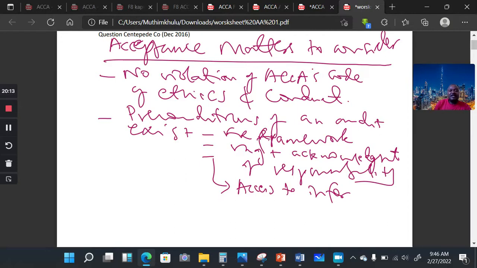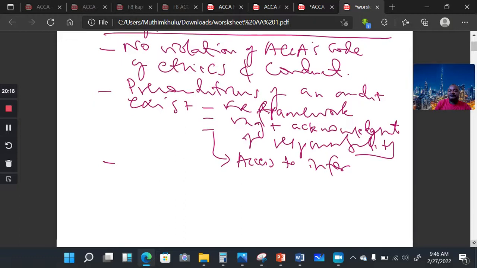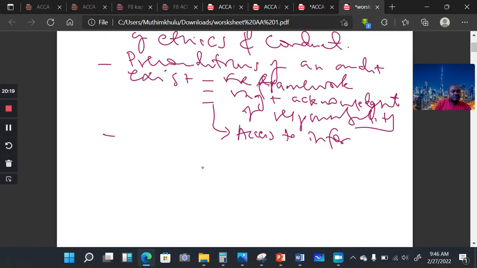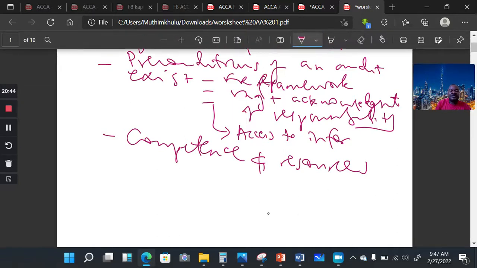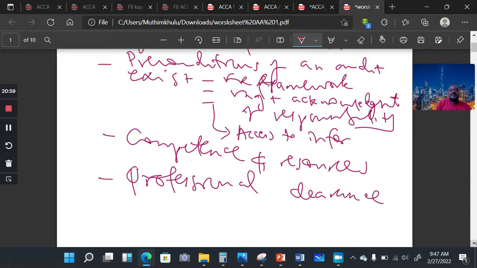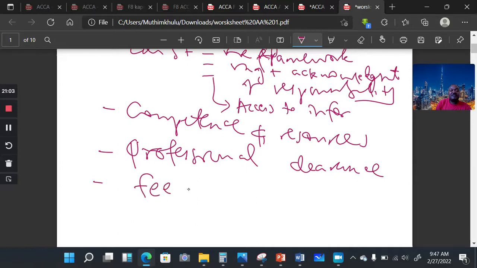Then you have to go and talk about the issues to do with competence and resources. Resources, they just have to be given there online. Then you have to talk about the outgoing auditor, professional clearance. Then last, you need to talk about the fees in relation to risk.